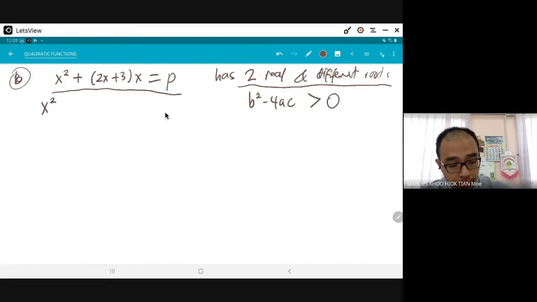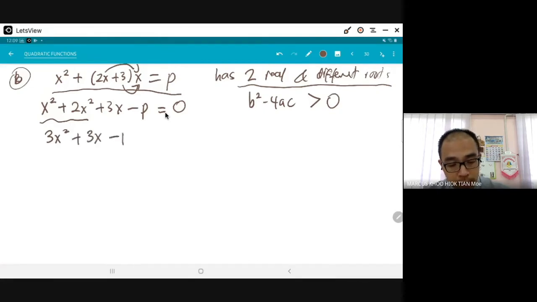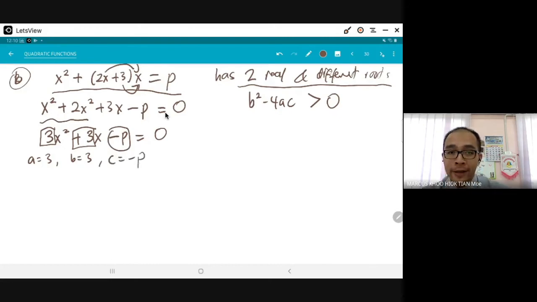So, X squared, okay, kalau saya darab ini, saya akan dapat plus 2X squared plus 3X minus P sama dengan sifar. Okay, let me selesaikan this. This is 3X squared plus 3X minus P equals to 0. Okay, and because of that, my A is 3, B is 3, and my C is negative P. Okay, so kalau saya kasih masuk di sini, I will get 3 squared minus 4 times 3 times negative P.